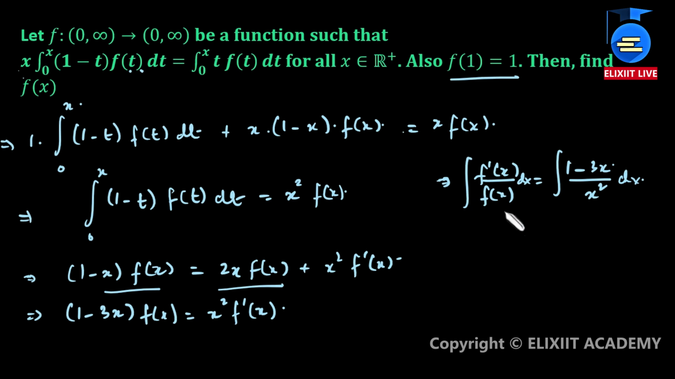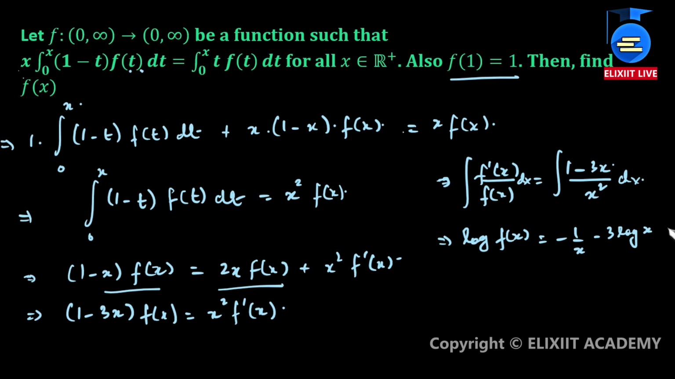This is a standard form of integration. f dash of x upon f(x) basically, what is this? Log of f(x), isn't it? This is log of f(x), obviously log base e. And this is integration of 1 upon x square, which is basically minus 1 upon x. And this is minus 3 by x, integration of minus 3 by x, that is basically minus 3 log x.